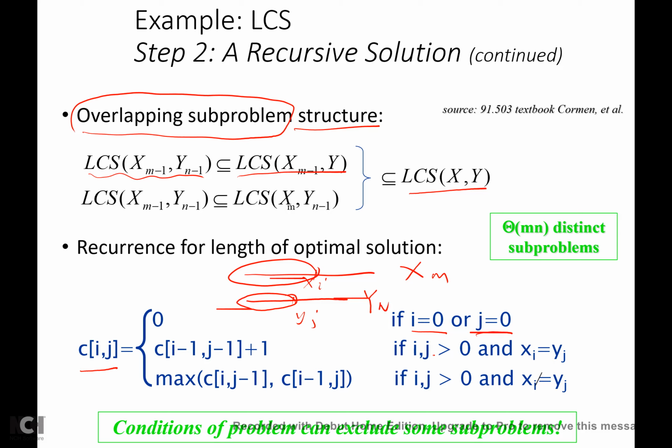So if i and j are larger than 0 and xi equal to yj, in that case, Cij is equal to Ci minus 1, j minus 1 plus 1. We count the contribution of the last pair. The length of the longest common subsequence, compared to what we have before, is Ci minus 1, j minus 1 plus 1. If it happens that xi is not equal to yj, if they are not equal, we pick up the maximum one, right? It's the length.